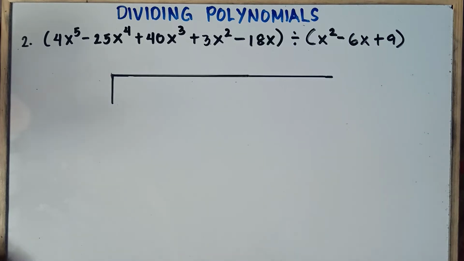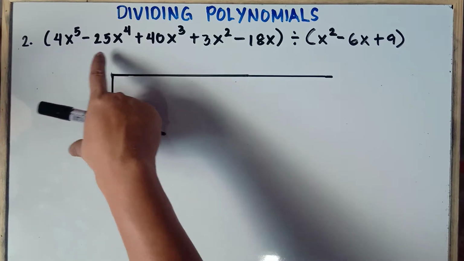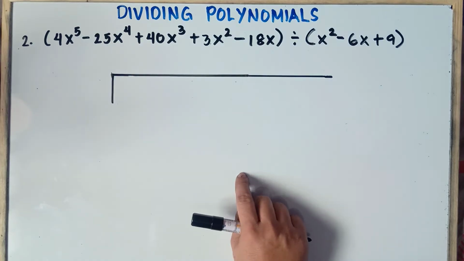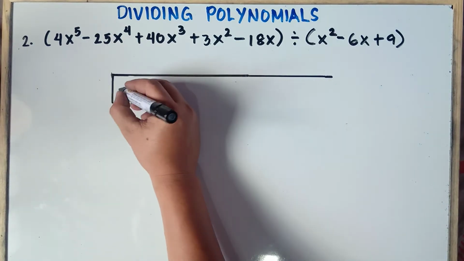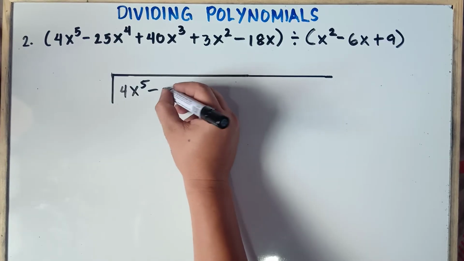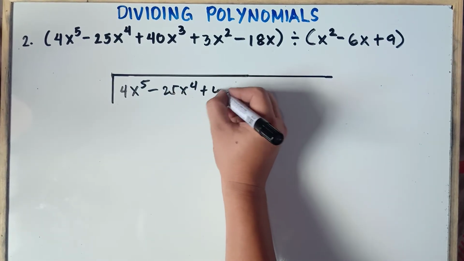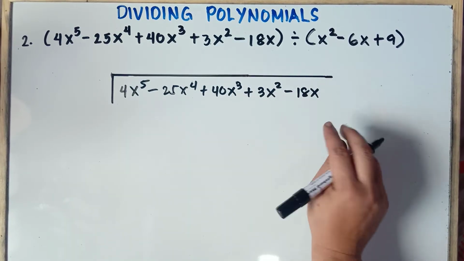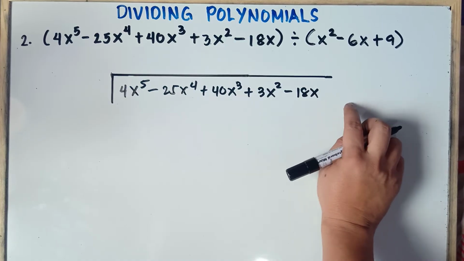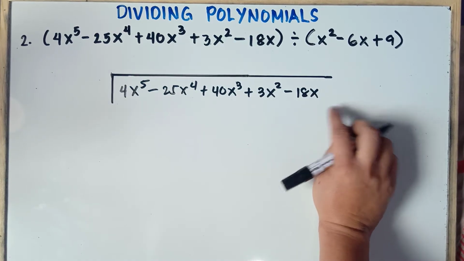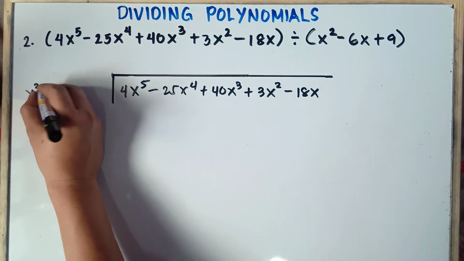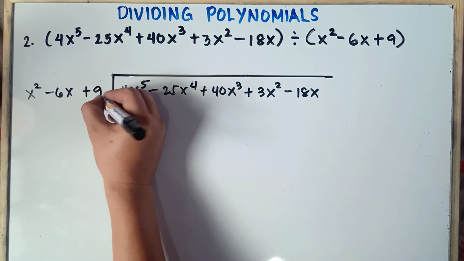Alright, so let's start. Now, the first thing that you need to do, class, is check the degree if it's arranged. Yup, we have x raised to the power 5, x raised to the power 4, x cubed, x squared, x. So we don't have the constant. And this will be our divisor. So let me copy this one. We have 4x raised to the power 5 minus 25x raised to the power 4 plus 40x cubed plus 3x squared minus 18x. You can write 0 for the constant, that's okay, or leave it as blank. And then our divisor is x squared minus 6x plus 9.